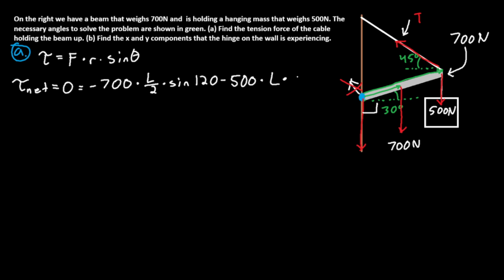And the angle between the distance and the force vector is also sine of 120 due to the fact that this is straight vertically down. The 500 newton force is vertically down, so we can treat the angle the same as the weight force of the beam.